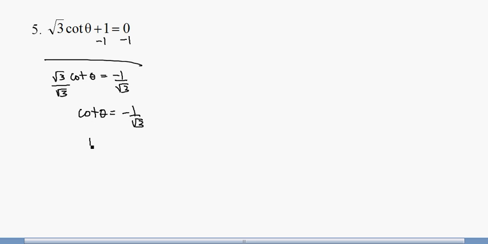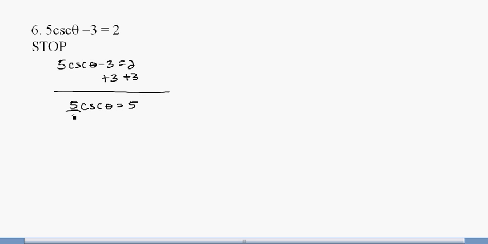I'm not checked off on cotangent. I'm much better at tangent. So tangent is equal to negative radical 3. These two statements are the same. Tangent equals radical 3 at pi over 3, but we want negative, so that's going to be in the second quadrant and the fourth quadrant. So pi over 3 angles would be 2 pi over 3 and 5 pi over 3.